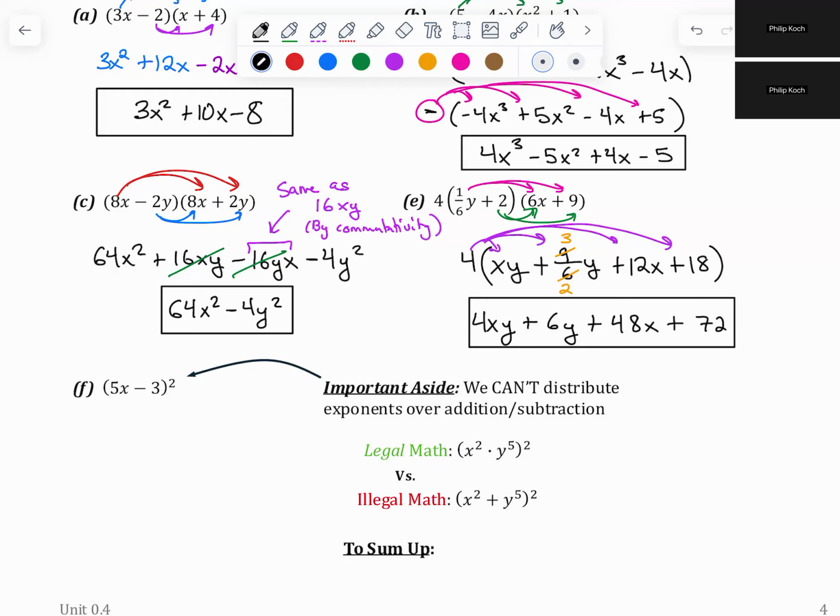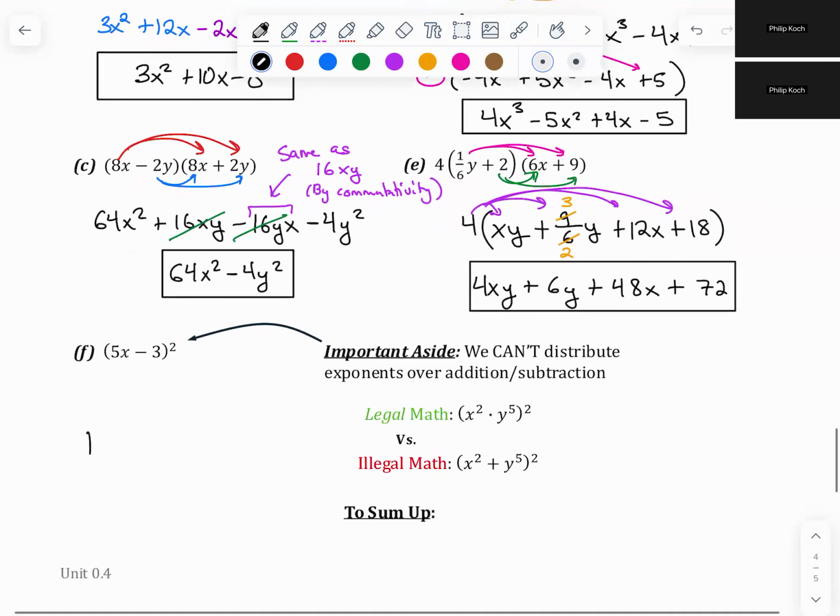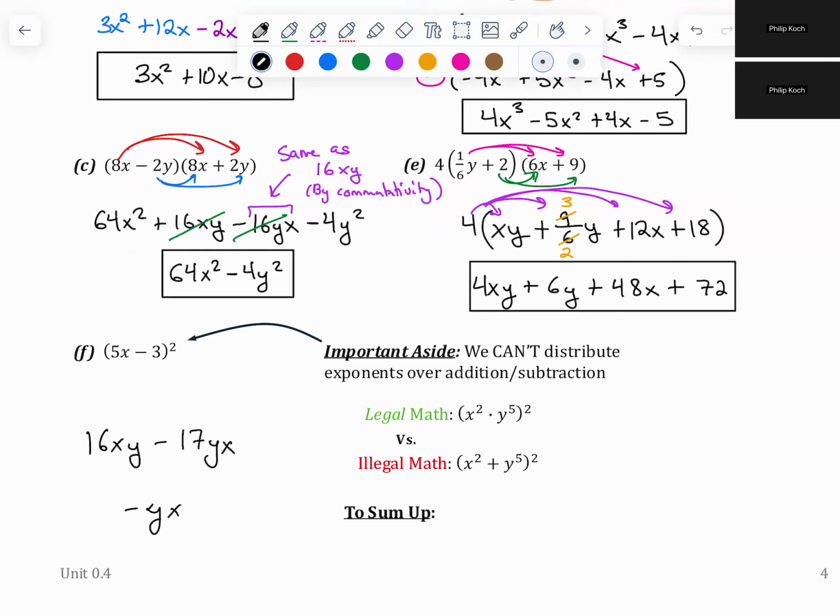I actually have a question on the last one. Yes. Where it's negative 16yx. If it was negative 17yx, and we wrote the answer as negative xy, would we be wrong? Nope. So if it had been 16xy minus 17yx, and you wrote negative xy like that, excellent question.